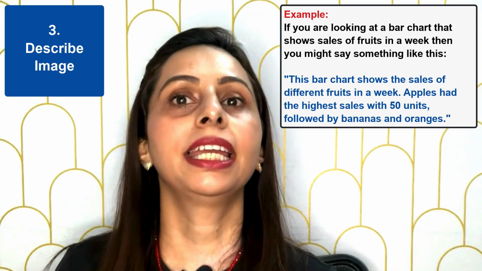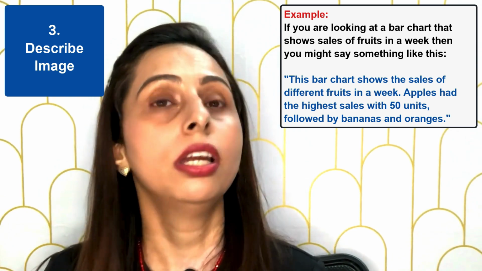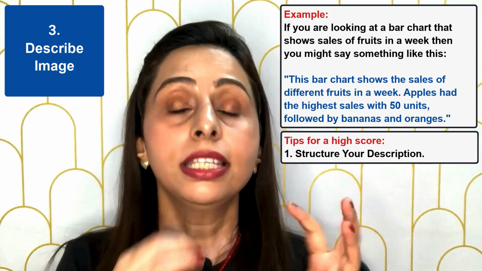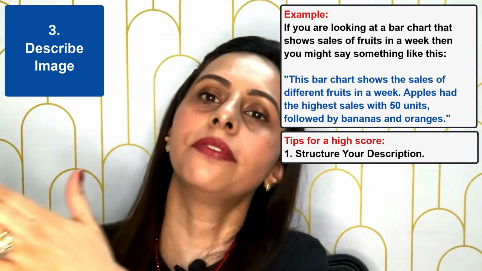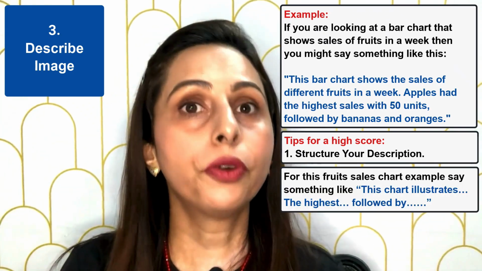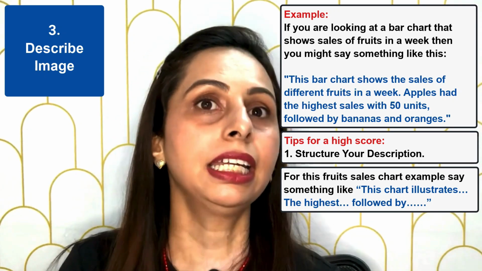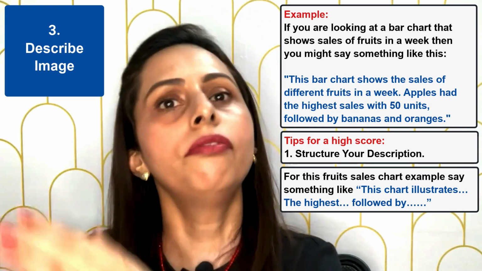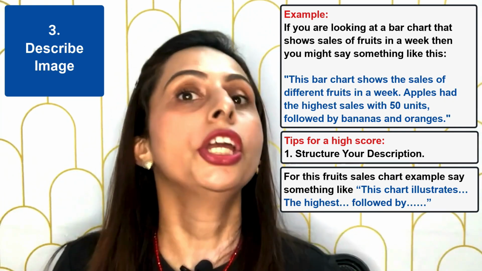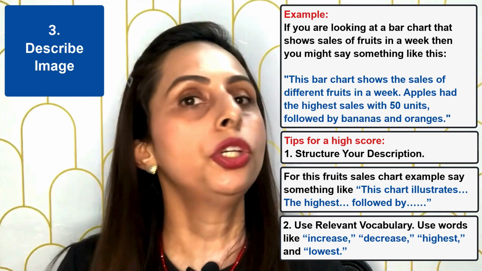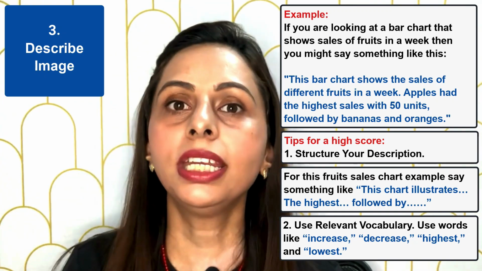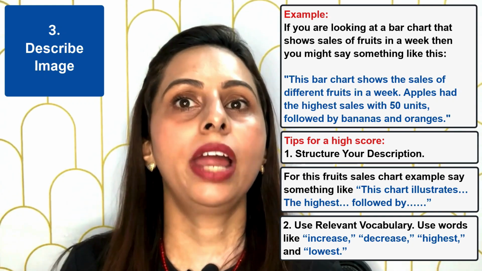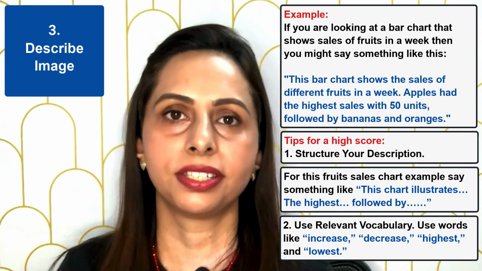So tips for getting a high score in describe image. Number 1 tip is structure your description. That is, start with an overview, then go into specific details. For this fruit sale chart, say something like, this chart illustrates the highest are followed by. And the next is use relevant vocabulary. Use words like increase, decrease, highest, and lowest. You can say sales increased for apples but decreased for oranges.